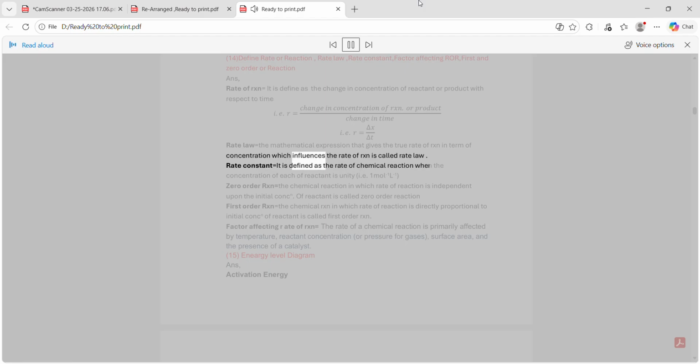The equation which relates the rate of reaction to the concentration of reactants, and which influences the rate of reaction, is called rate law. Rate constant is defined as the rate of chemical reaction when the concentration of each reactant is unity, i.e. 1 mole per 1 L.